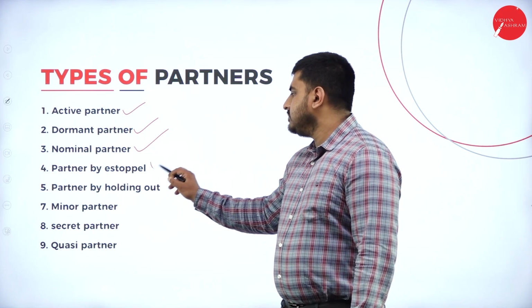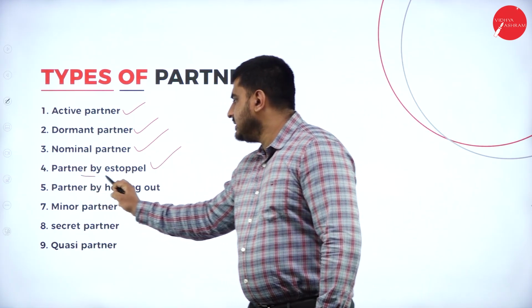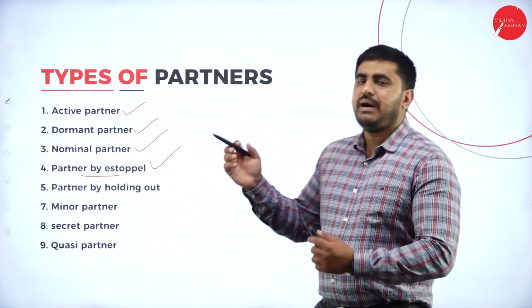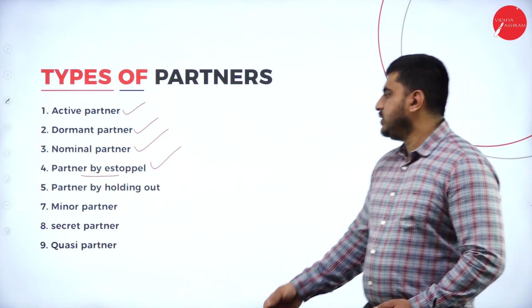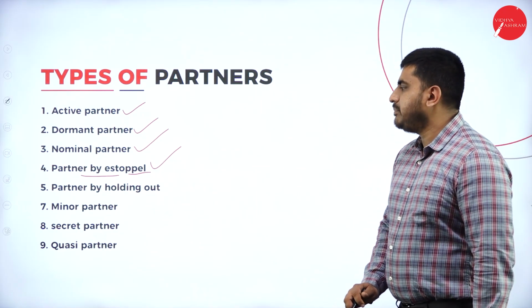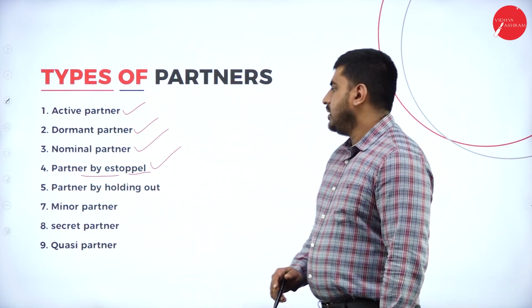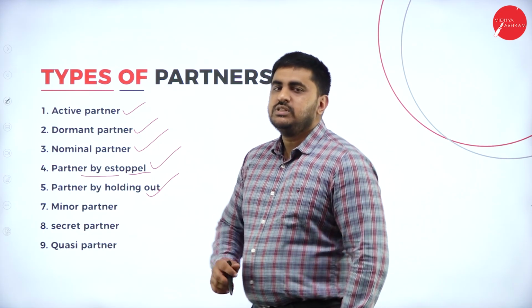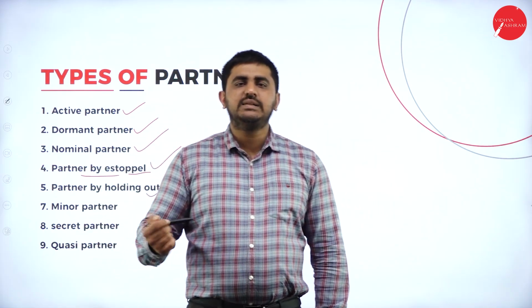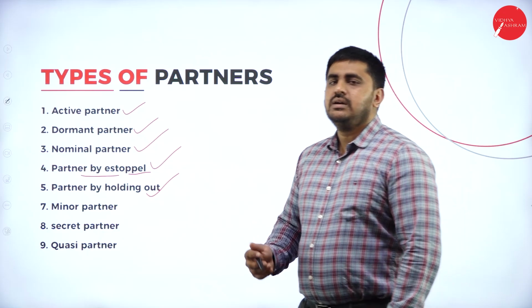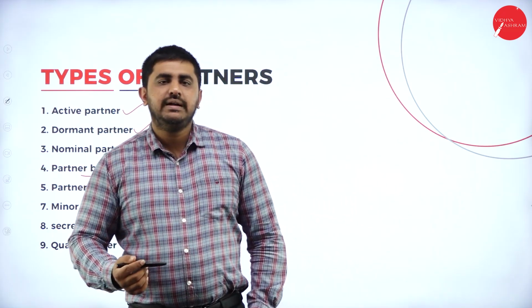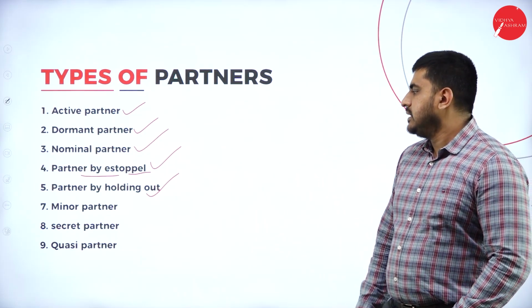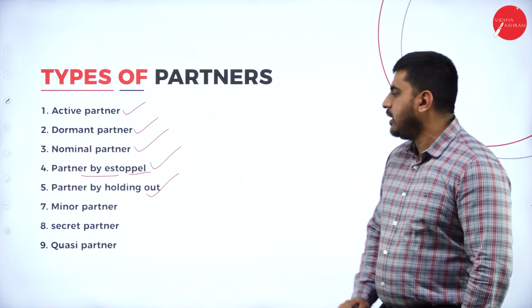Partner by estoppel, he is not a partner at all. He simply misrepresents to someone else, saying that I am the partner of such a partnership firm. So he is a person who is doing fraud. So we call him partner by estoppel. Next, partner by holding out. Holding out is also not a partner. He'll misrepresent the partnership firm by telling some name of a partner, and he gets some loan or any financial benefits from other institutions like banks. Such a partner we call partner by holding out.